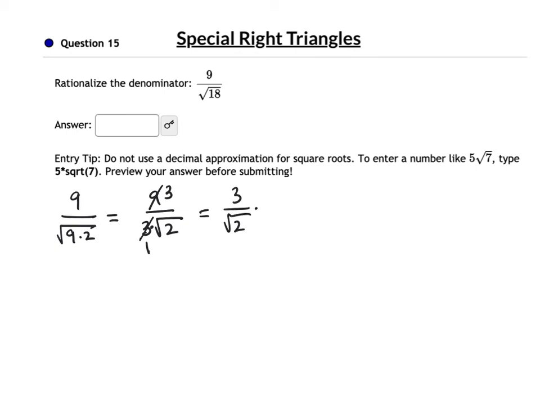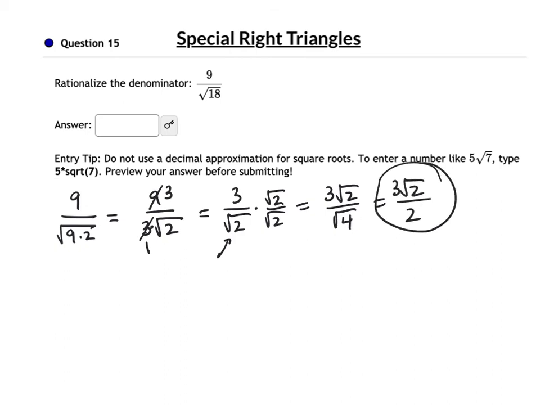Now I can rationalize. Take your root, make a 1 with it. Root 2 over root 2. This is 3 times root 2, or 3 root 2. Root 2 times root 2 is root 4, but the square root of 4 is going to be 2. 3 root 2 over 2 is the correct answer.